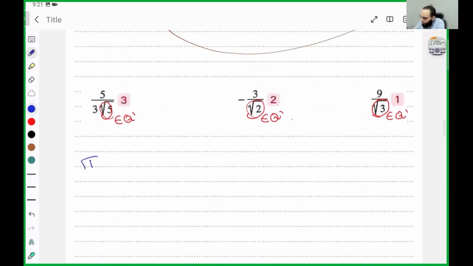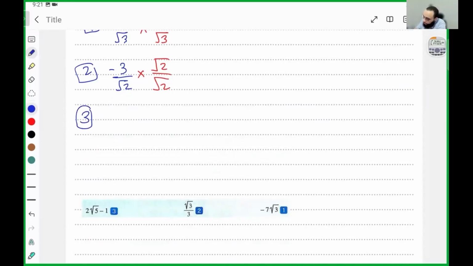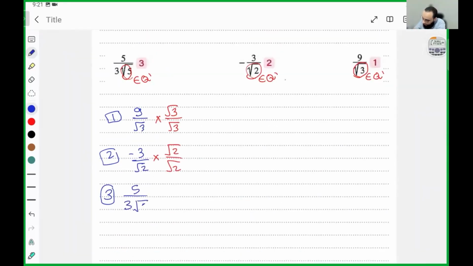So in the first one, if it is 9 over root 3, you can multiply it by root 3 up and down. In the second one, if it is negative 3 over root 2, you can multiply it by root 2 over root 2. And after that, if it is something like 5 over 3 root 5, you can multiply it by root 5 up and down without the 3. So we want to get rid of this root from the denominator. Then we multiply the fraction by another fraction, its numerator and denominator like the denominator that we want to get rid of. Root 3 up and down, root 2 up and down, root 5 up and down. This is 9 root 3.